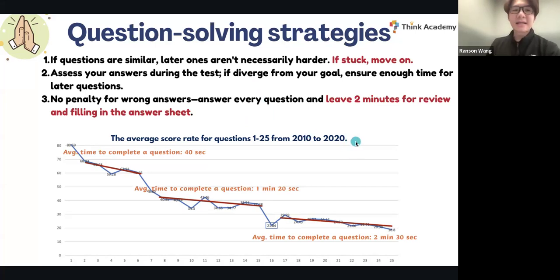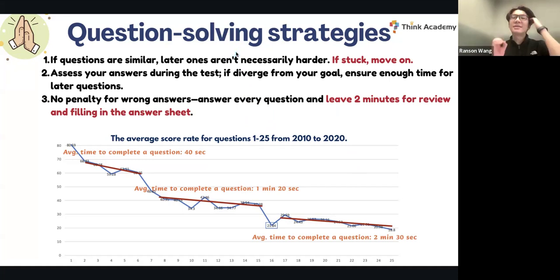Another one is to assess your answers during the test. Like I said, if you have this ability, assess it. If it diverges from your goal, ensure enough time for the later questions. And the third one is that there is no penalty for wrong answers. This is a little different from AMC 8, because for AMC 10, if you leave it blank, you still get 2 points.